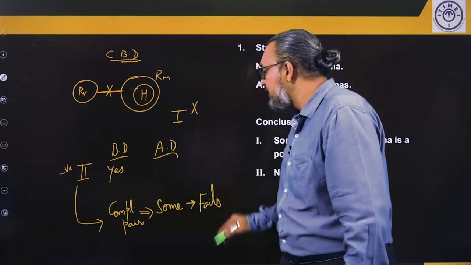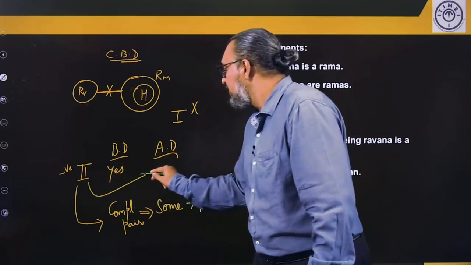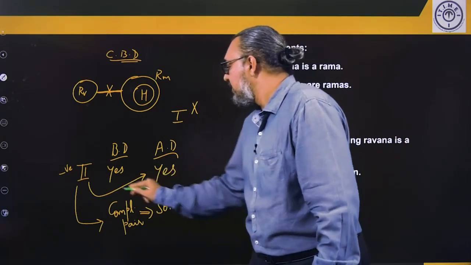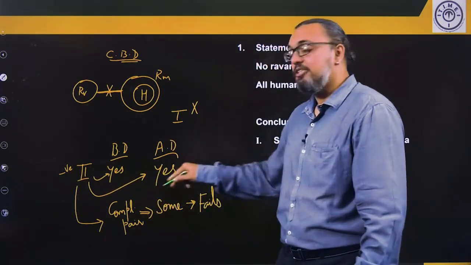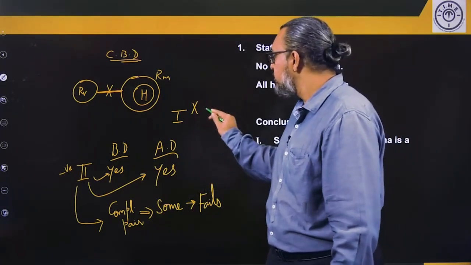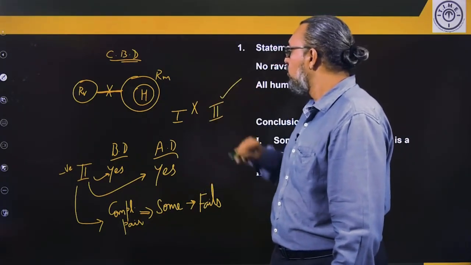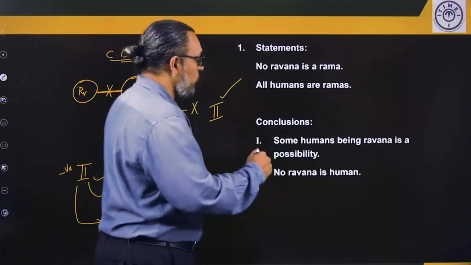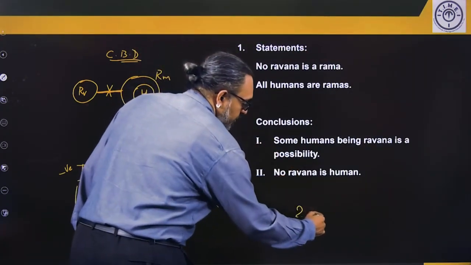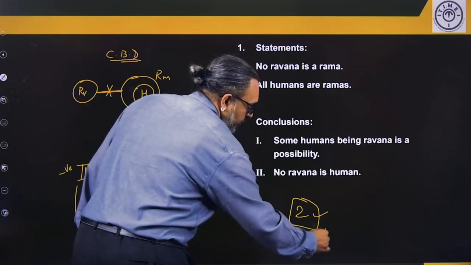Now, because the complementary pair fails, the given negative continues to satisfy. So, it was satisfying in the basic, it is also satisfying in the alternate. Hence, you say conclusion 2 follows. So, only 2 follows is what we give as the answer. So, choice 2 is our answer.